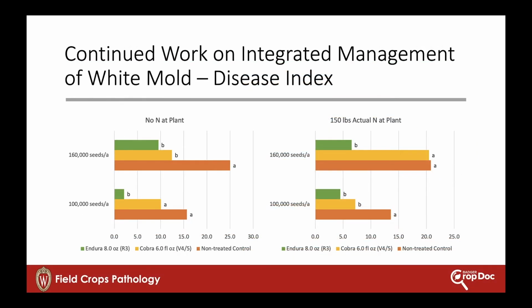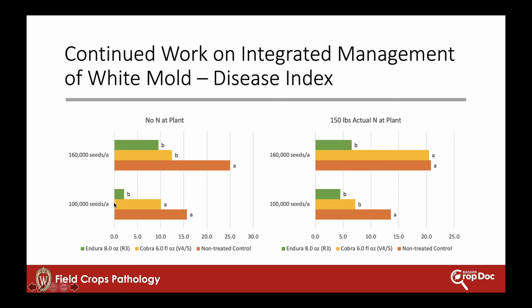We do continue to work on integrated management of white mold, and we layer seeding rate and fungicide applications on top of fertility here. The idea being, can we look at high fertility and low fertility environments and understand what the interaction of seeding rate and pesticide treatment might be on reducing disease index score. You can see in the high fertility location here, we do have more disease index. That's expected because of the thicker canopies being more conducive for white mold. You'll notice in the low nitrogen environments here, we have less disease index.